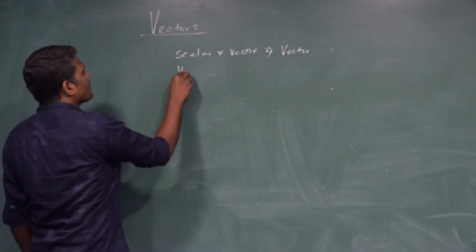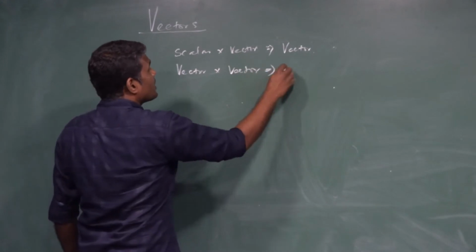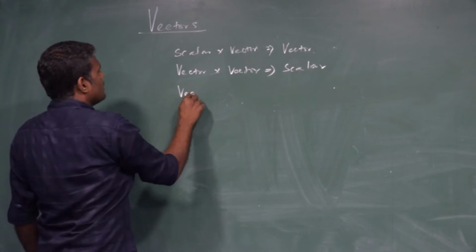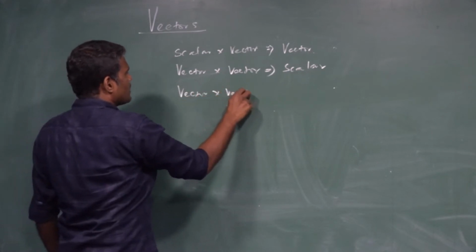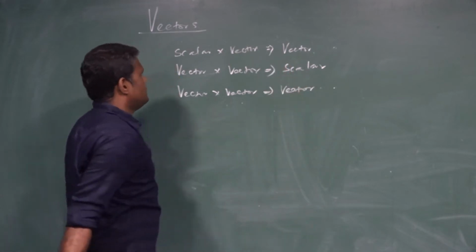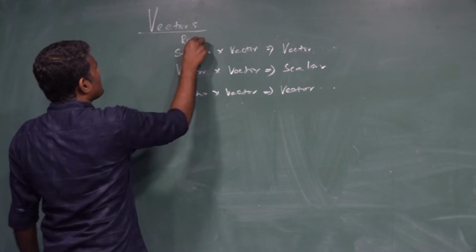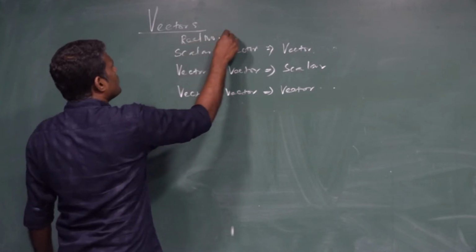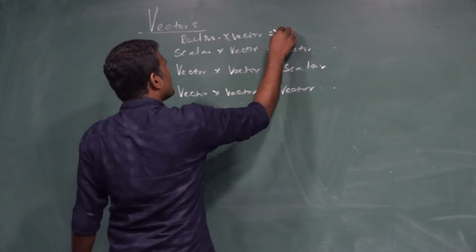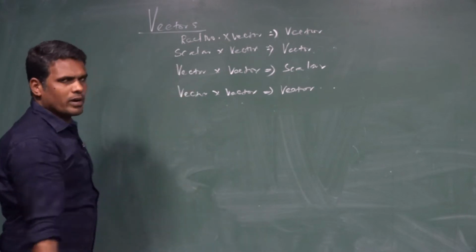Second, a vector multiplied with another vector may give you a scalar, and a vector multiplied with another vector may give you a vector. There is another thing: we can multiply a real number with a vector, and then you will get a vector itself. We shall see one by one.